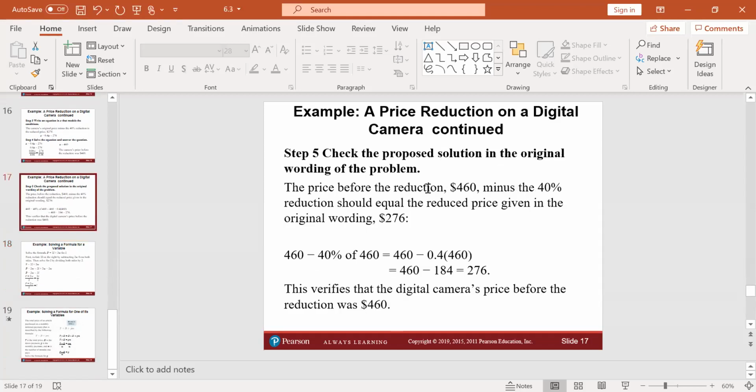on it. This thing goes the extra mile and it checks your answer. So now that we know the answer is 460, we're going to make sure it's correct. You're going to take 40% of 460, which ends up being 184, and you're going to subtract it off from 460. And you'll see you get the original $276 we talked about, which was the price after the discount.